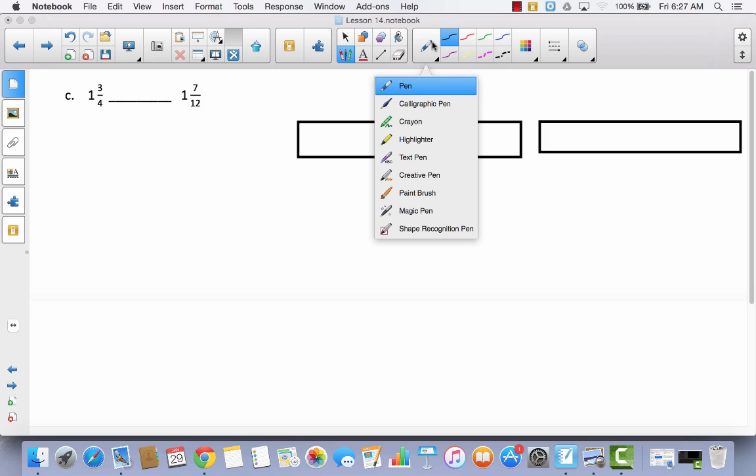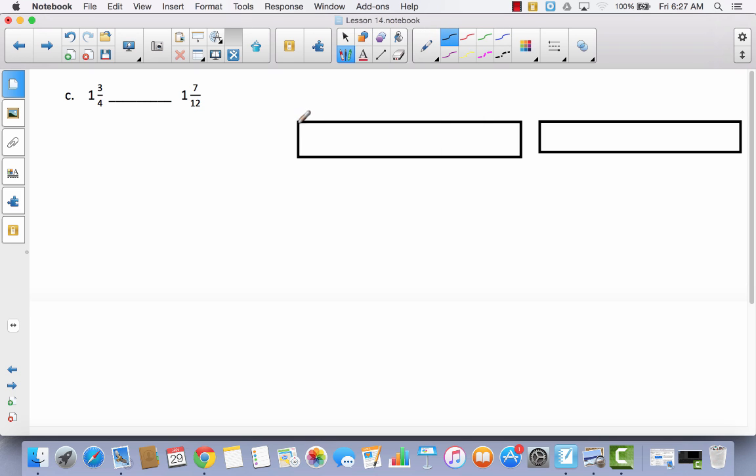All right, so the first thing I'm going to do is I'm going to mark part of it as the whole. So this is going to be the whole, and this is going to be the 3/4. Okay, and over here, this is going to be the whole, and this is going to be the 7/12. Okay, so these are fourths, so I'm going to divide this into 4 like this.